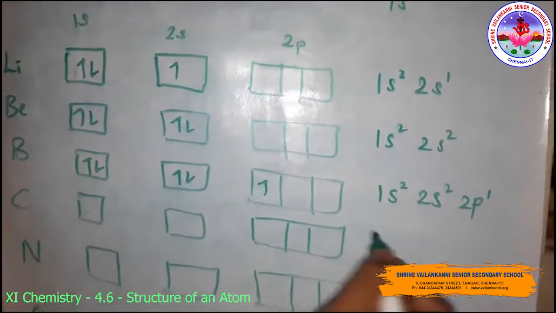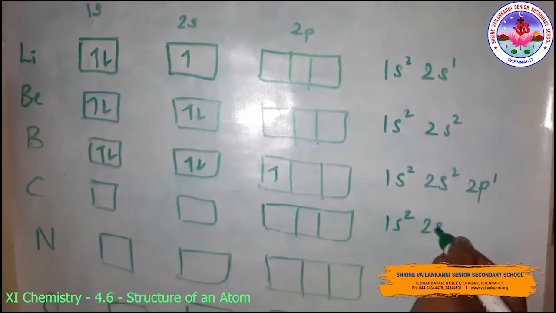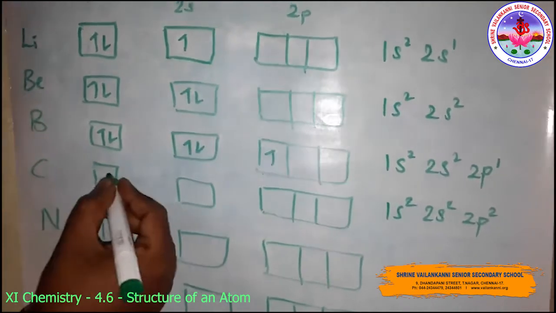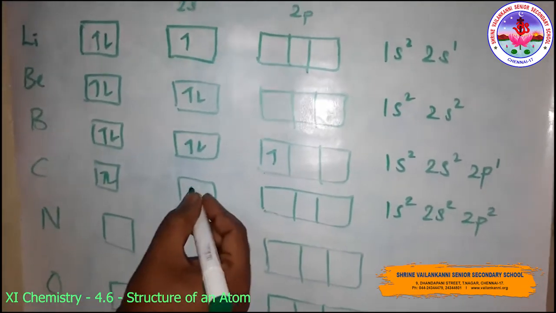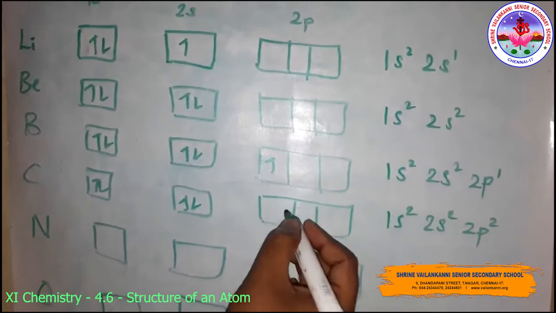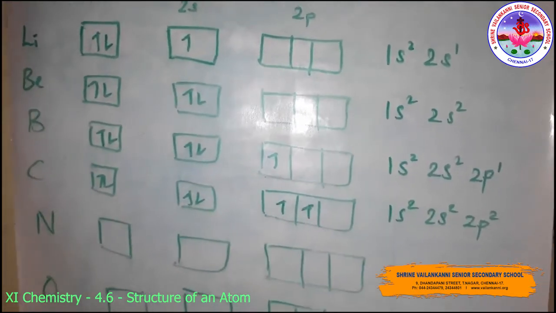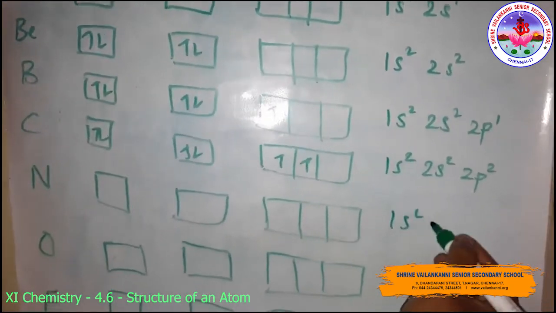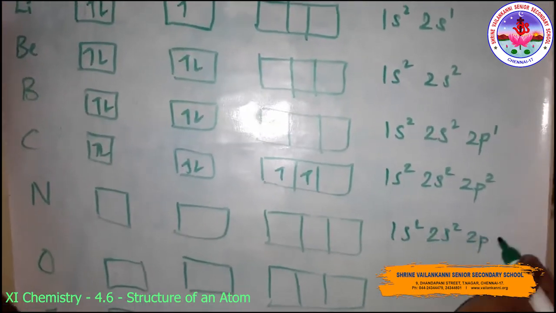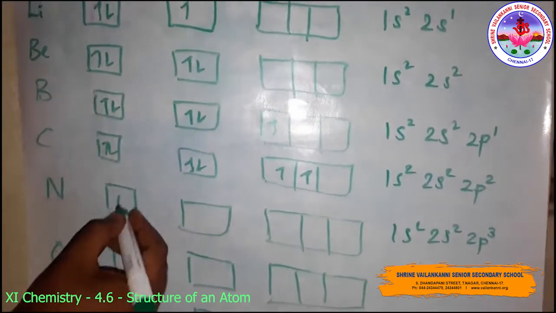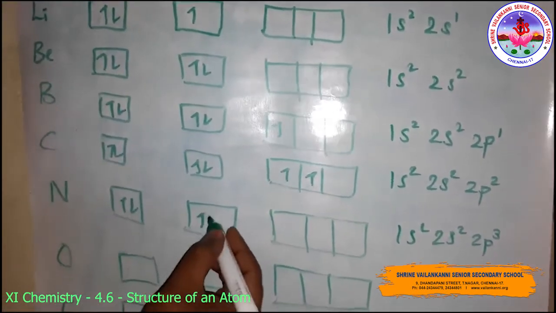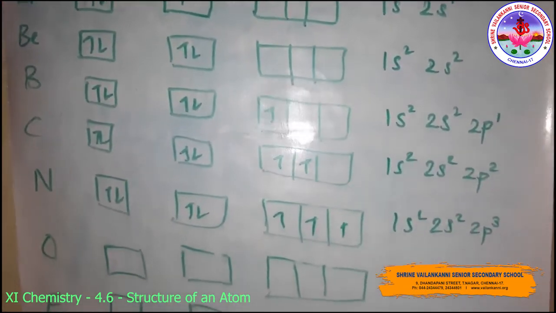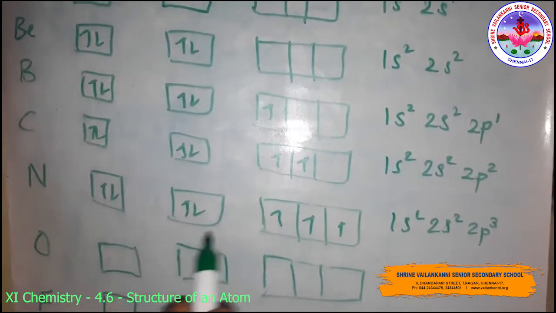Carbon 1s2, 2s2, 2p2. Now count this, 6. Again write 1s orbital 2 electrons, 2s orbital 2 electrons, and 2p orbital having 2 electrons. Then N, nitrogen atomic number is 7, so 1s2, 2s2, 2p3. So nitrogen having a half filled p orbital.